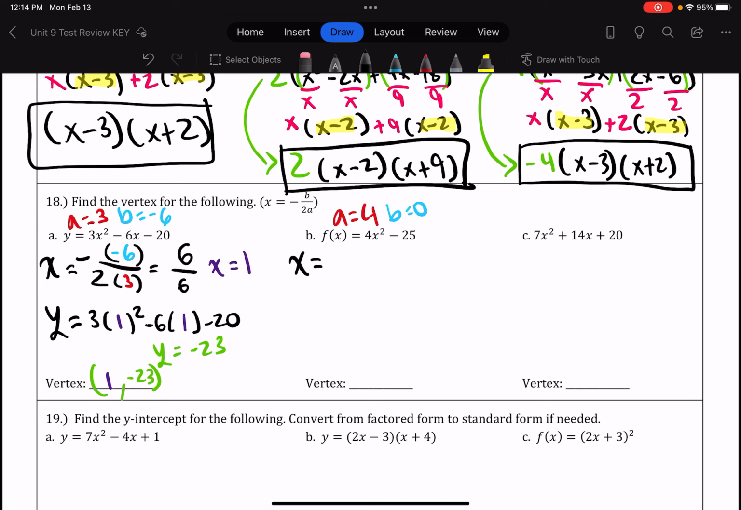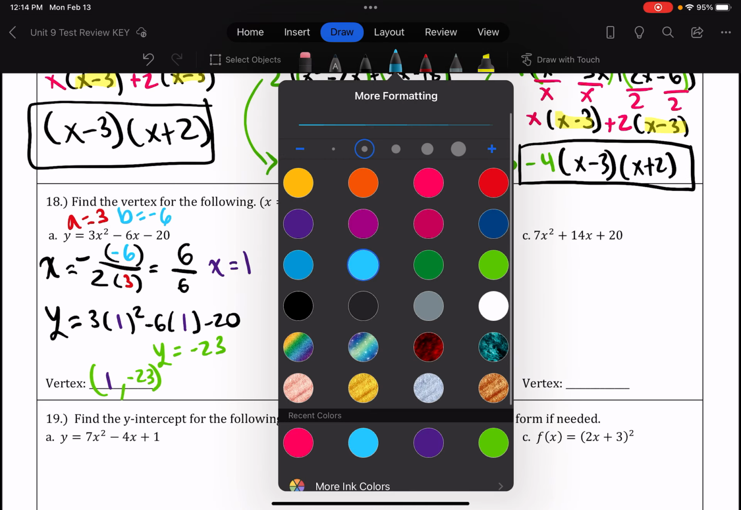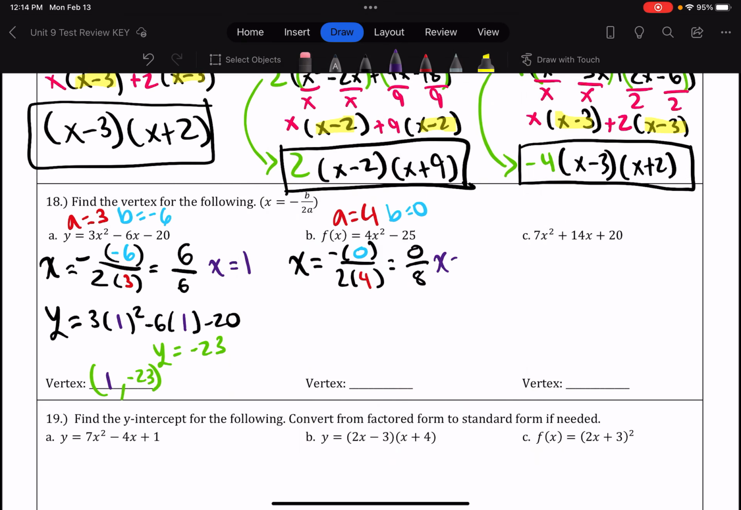So if I'm trying to find that axis of symmetry, I've got negative 0 divided by 2 times 4. Well, I know 0 multiplied by anything is 0. But also 0 divided by 8, or 0 divided by anything, yields 0. So I have an axis of symmetry at 0.